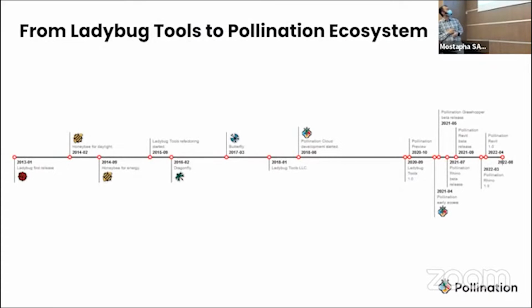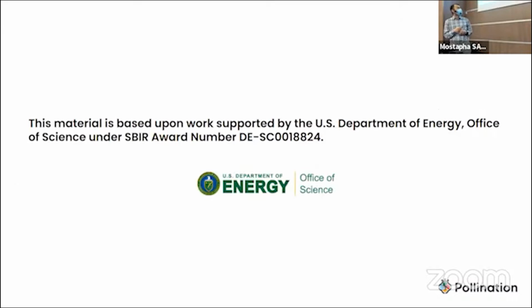This is a chart that shows the timeline of the project. I released Ladybug in 2013, and then Honeybee came after that, and then we had Honeybee for daylighting and energy. Then Dragonfly, Butterfly. I changed a lot of jobs, as you heard during the introduction. And finally, in 2018 was the time that we started developing Pollination. I'm going to talk about why we did that. And I want to thank the Department of Energy, because we got a grant from the Department of Energy, which paid for most of the development of Pollination and made it possible for us to work on it.